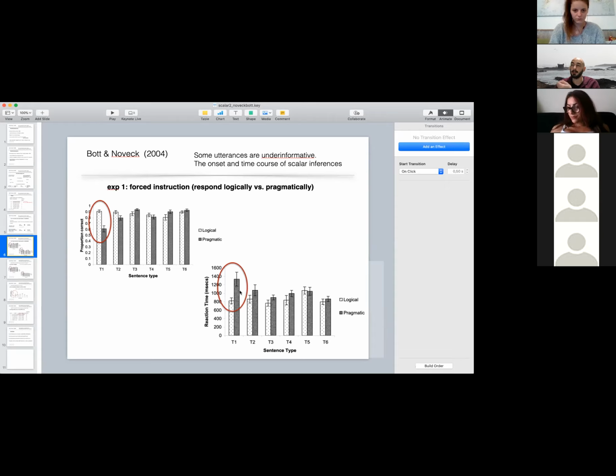So does this support the idea that it is canceling the implicature that is more difficult, or that it is deriving the implicature that is not supported that is more difficult? I know it's tricky. It takes some time, but please take a guess.